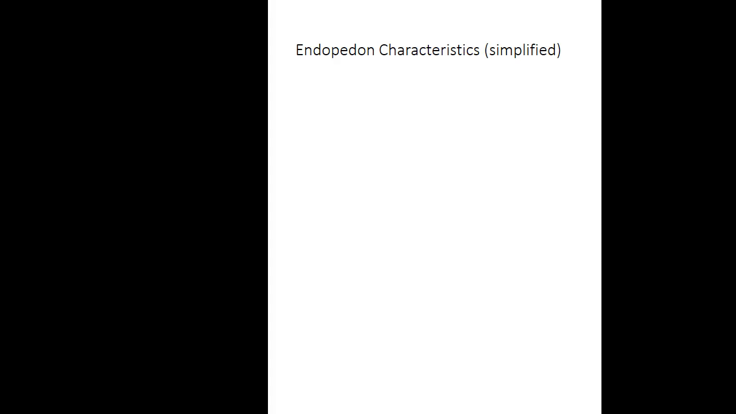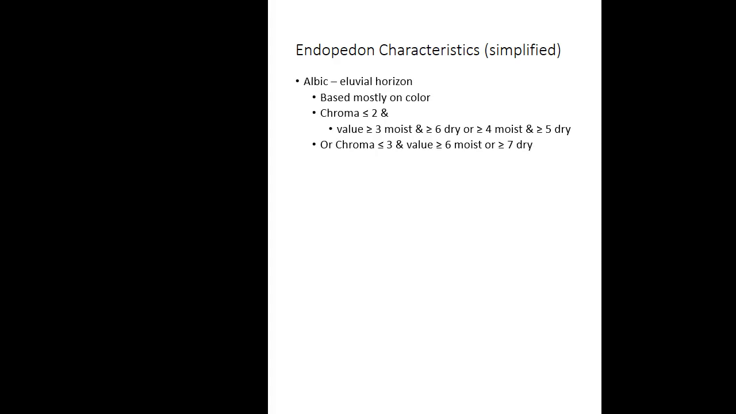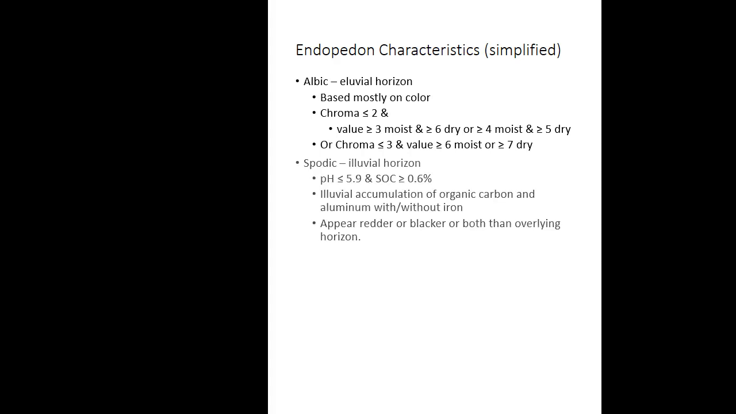endopedon characteristics, so these subsurface horizons, again, this is not a dichotomous key like the previous one. We look at the characteristics. An albic horizon is an eluvial horizon, and this is classified primarily based on color. So we're looking now at soils that are low in chroma and high in value. So these are going to be, think of them as, grayish colored soils, especially when they're dry. So light color and not much intensity to that color. So low chromas, high values.